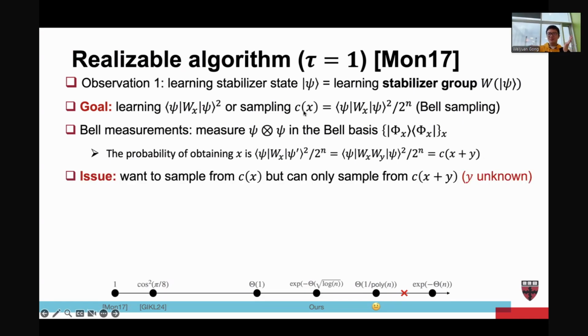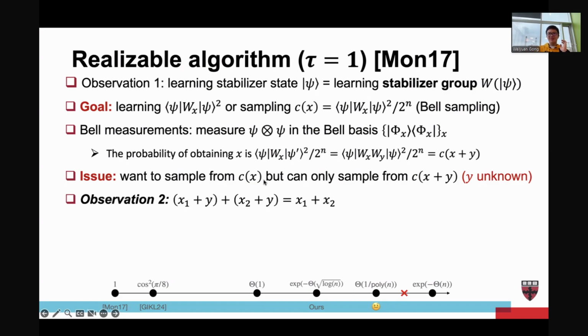So we want to sample from Cx. But if we measure phi tensor phi in the Bell basis, we will actually sample from some Cx plus y for an unknown y that only depends on this phi. So how can we solve this problem? How can we sample instead from Cx?